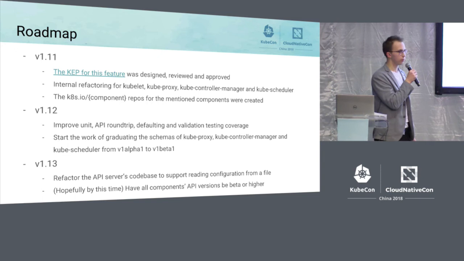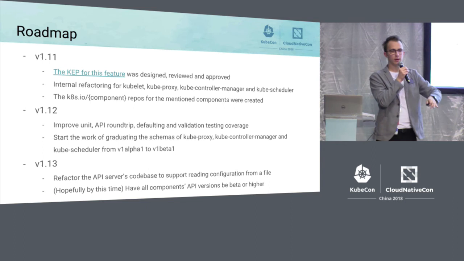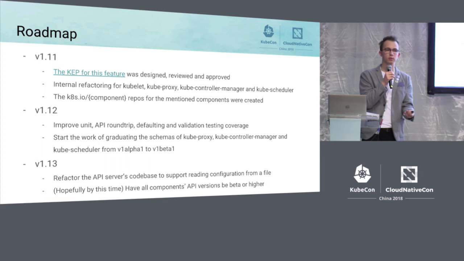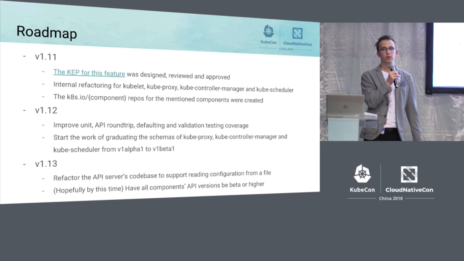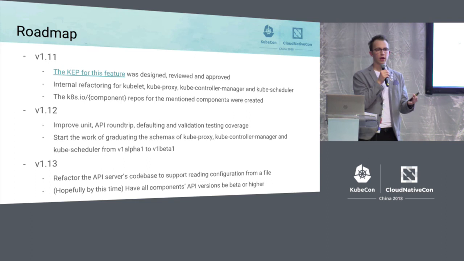And graduating the schemas of these from alpha to beta is also going to be important. So the kube-proxy is now alpha. We want to make it better. We have no API server component config at all. We should fix that. We should create component configs. Now the cloud providers, for example, are moving out of tree. Then they should also have the same look and feel as a normal controller manager. Things like that.